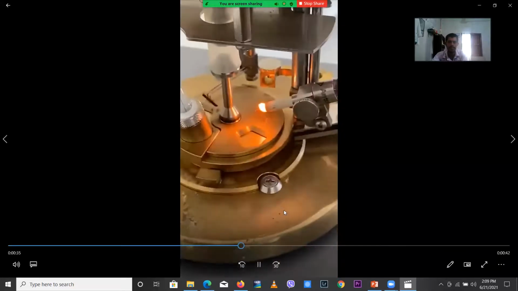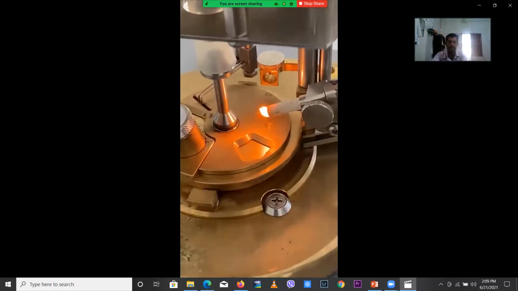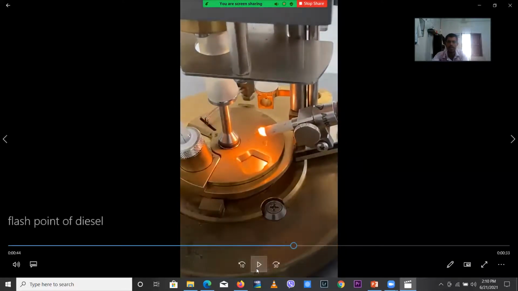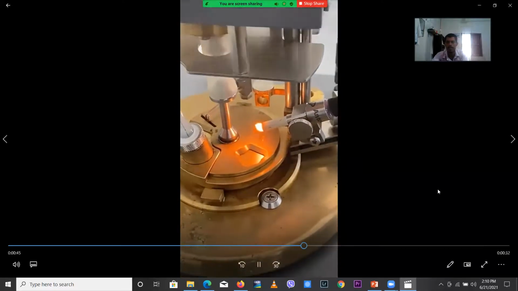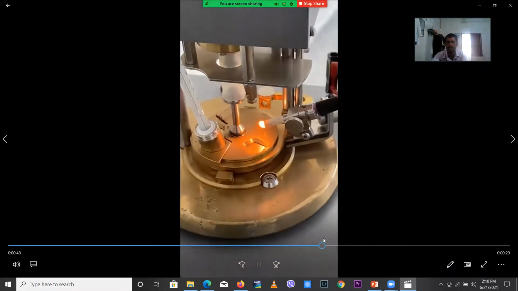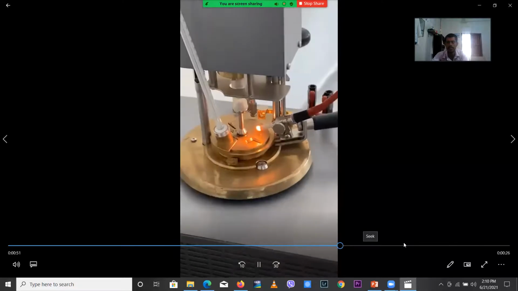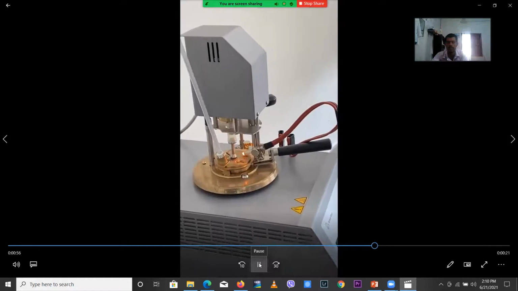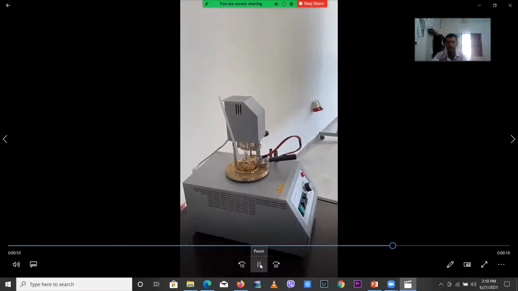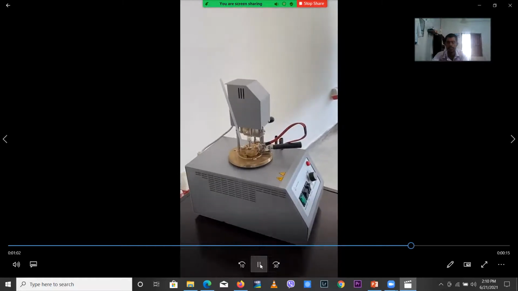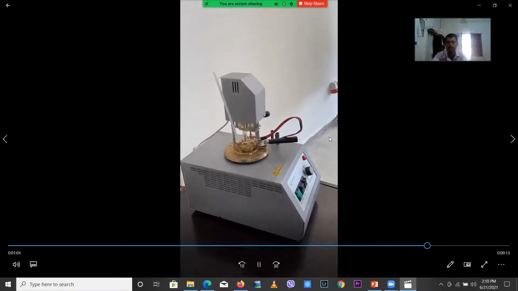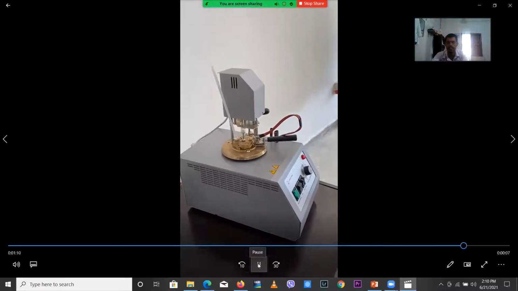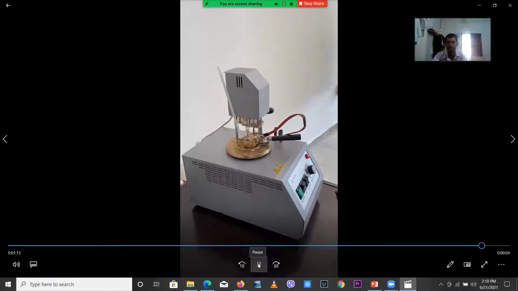I'm going to introduce the fire inside the cup. You hear that sound and the fire, I think that is the pop sound. So this is the flash point of the diesel. So we get it at 79 degrees Celsius. Because of this environment and the contamination of this diesel sample, the flash point varies between 50 to 90 degrees Celsius. So we will get the flash point for this sample at 79 degrees Celsius.